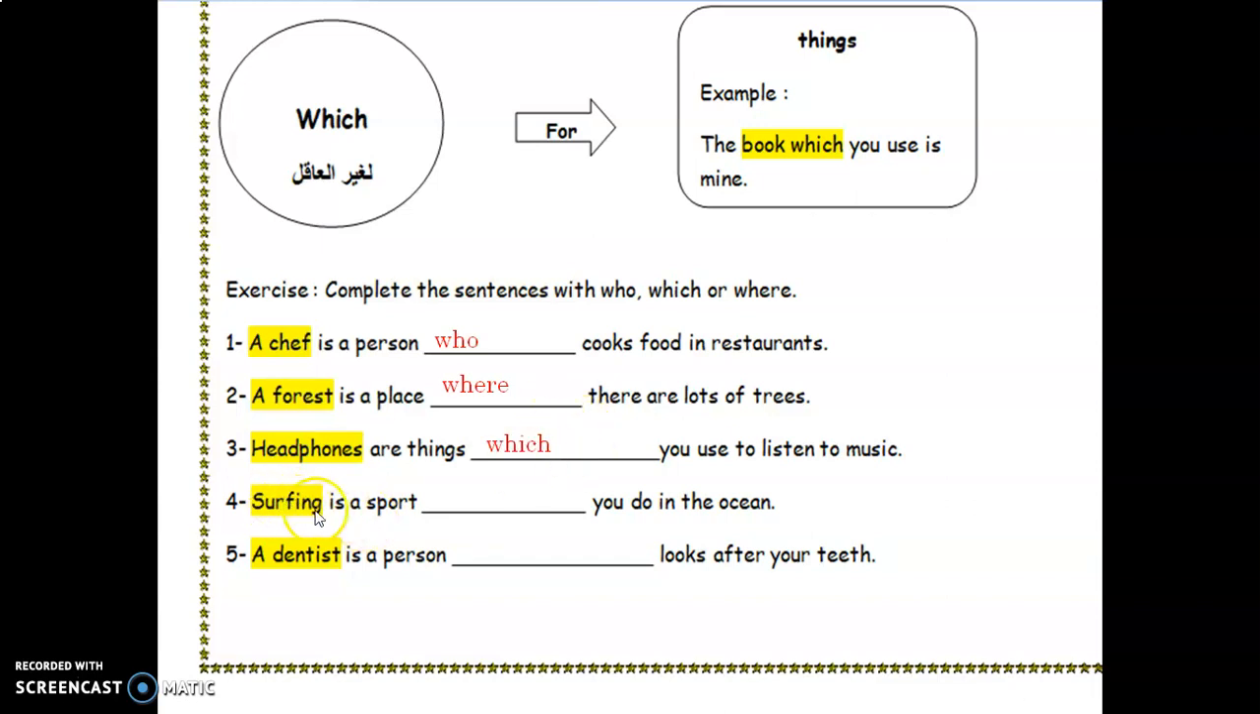Surfing is a sport. Look at surfing. So this is a thing, or this is something that is not a place or people. So we have to use which. Excellent. And the dentist is a person. We have dentist and we have person here. Yes, excellent. Who? Great. Write these answers in your booklet, please, and go back to your book.